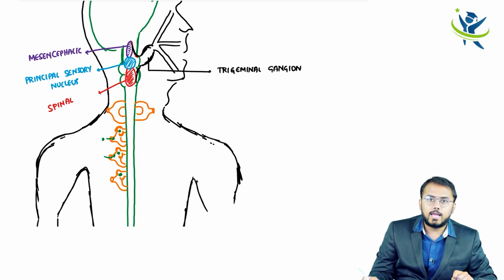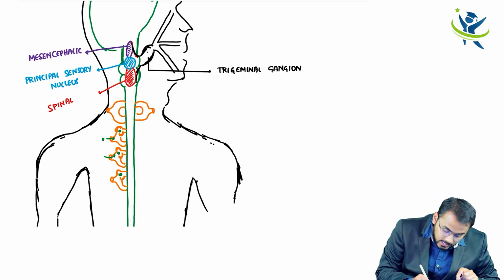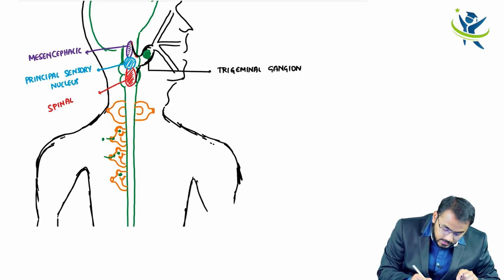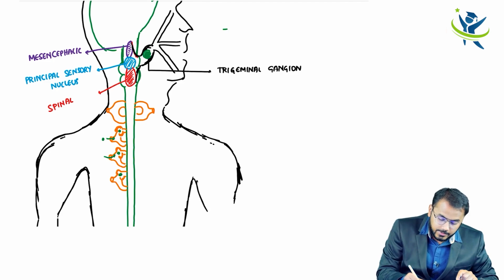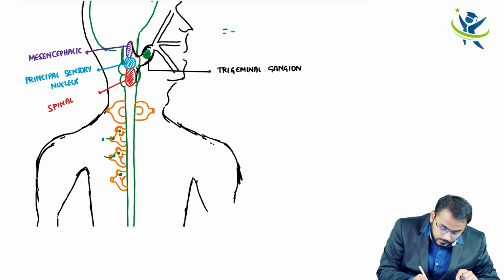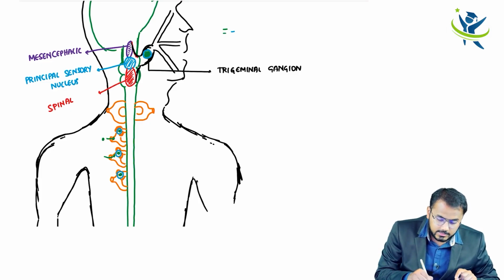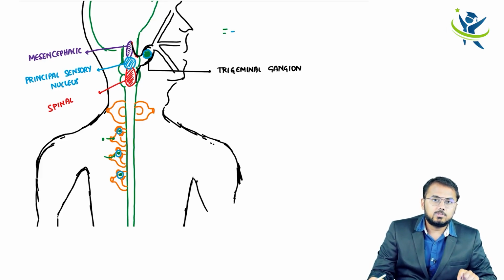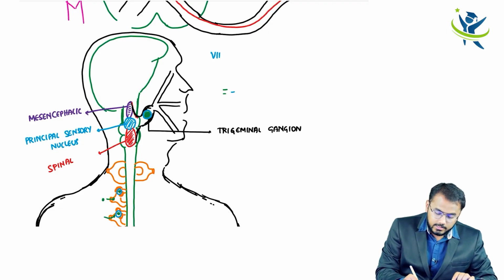Not only the dorsal root ganglion, this virus even resides within your trigeminal ganglion here. So this is the virus residing in your trigeminal ganglion, and this is the virus in your dorsal root ganglion. It means, can I tell that this virus goes dormant?